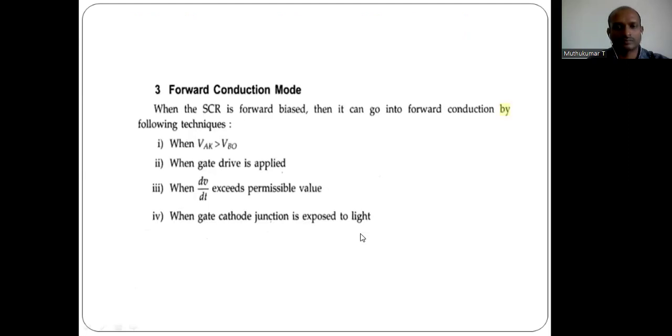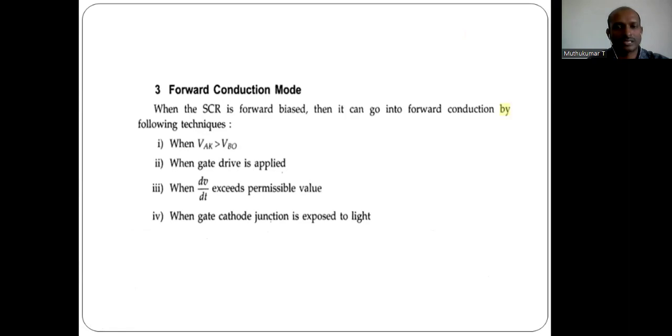The last one is forward conduction mode. After reaching the forward blocking mode, with forward bias, it goes to the forward conduction mode in the following way. When VAK, the anode cathode voltage, exceeds VBO, the breakover voltage, the SCR will automatically go into the conduction mode.